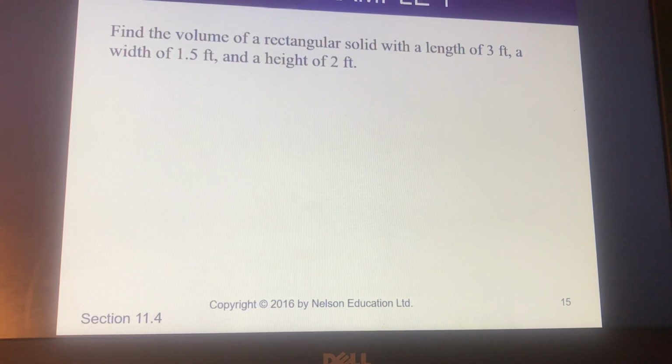At this point, I'm going to show you the question. You're going to pause, you're going to solve it, then you're going to check your answer with mine. Find the volume of a rectangular solid with a length of 3, width of 1.5, and a height of 2 feet. So pause the video, solve it.